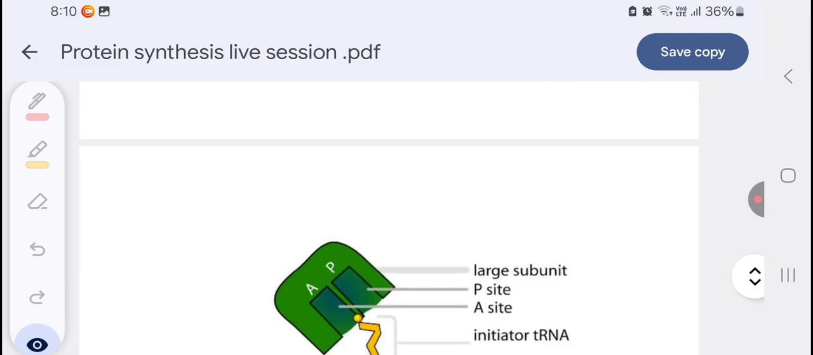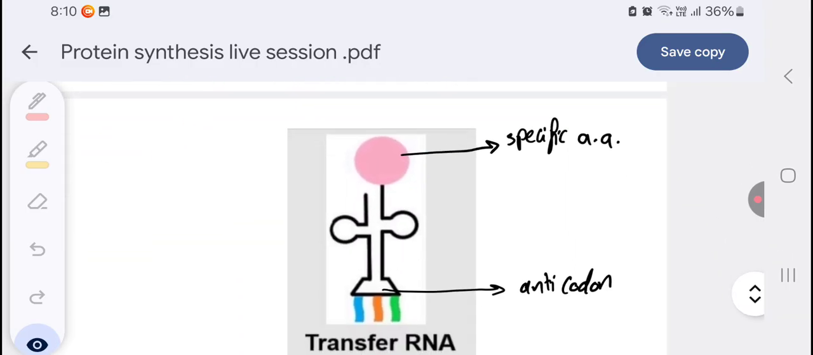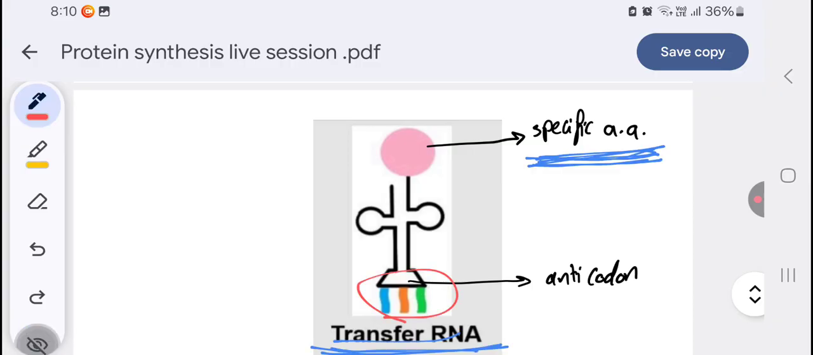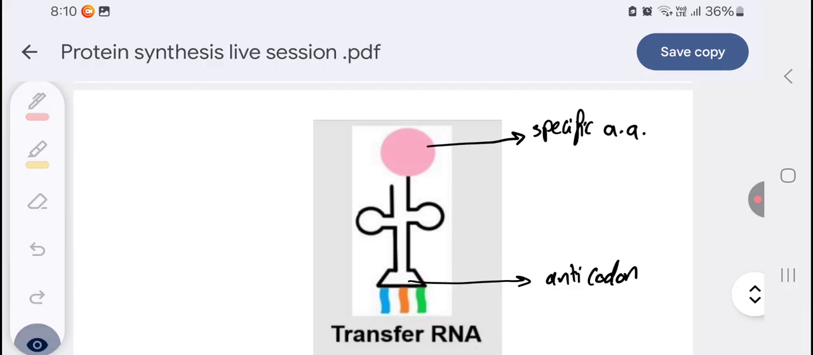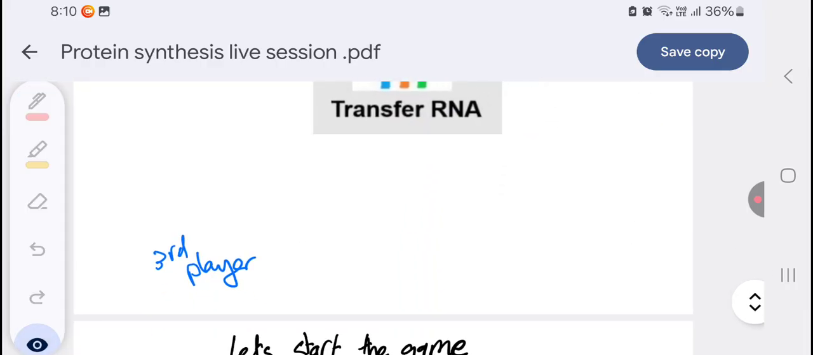So the transfer RNA, which carries a specific amino acid, has a specific area which is called the anticodon. The anticodon is complementary to the codon. The anticodon in the transfer RNA is complementary to the codon in the messenger RNA. So now you have the three players.